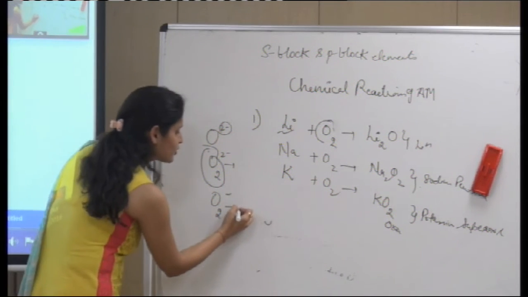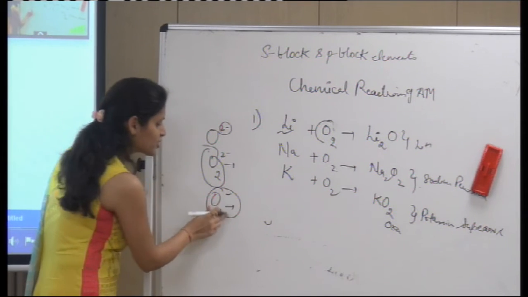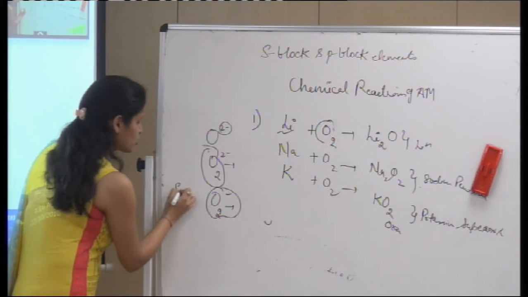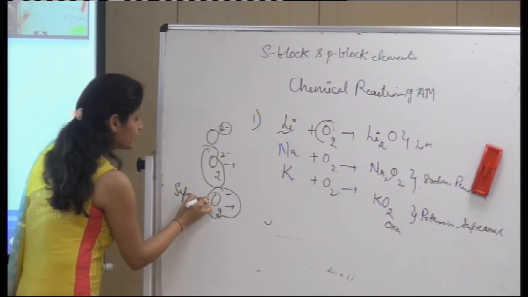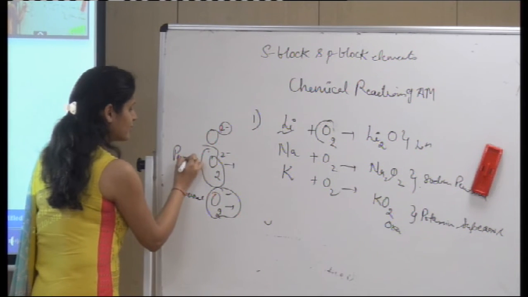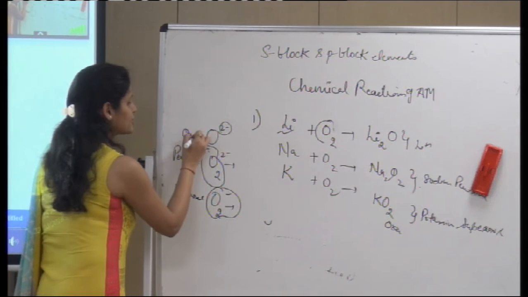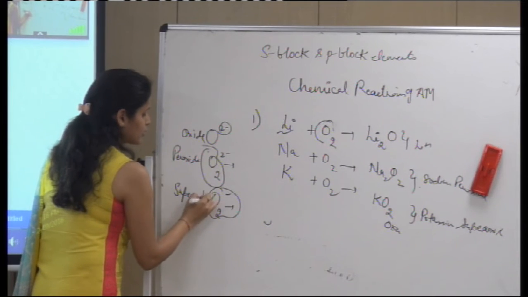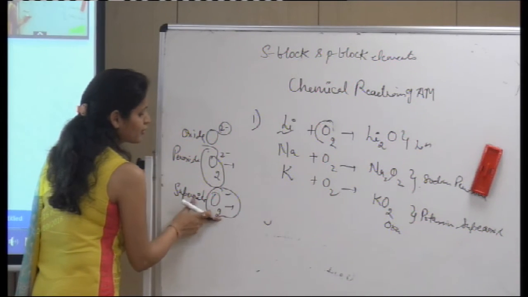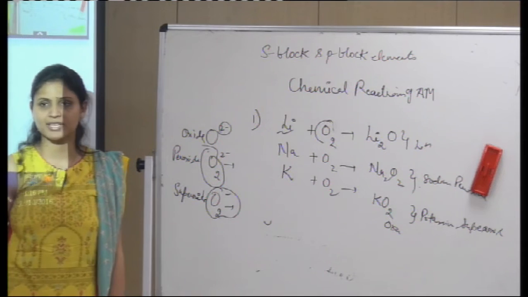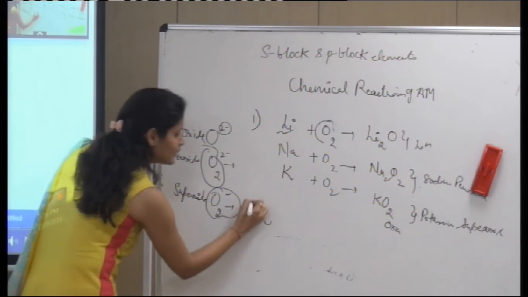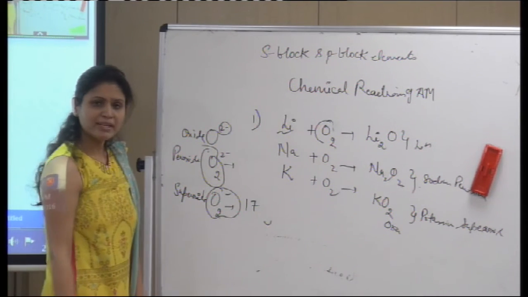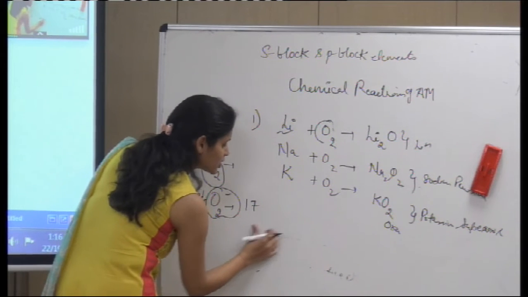What is the electronic configuration? What are the number of electrons in this superoxide? Please make sure you write. This is superoxide, this is peroxide, and this is oxide. Right? Now tell me, what are the number of electrons in superoxide? This is 17. So according to molecular orbital diagram, what should be the electronic configuration?